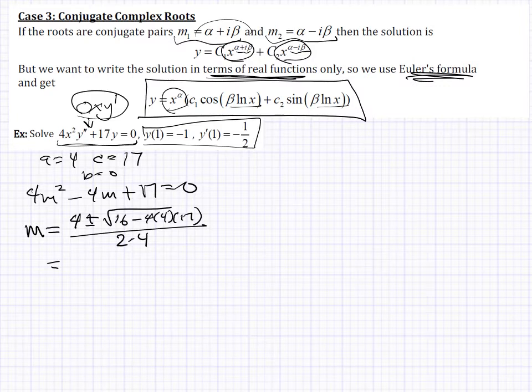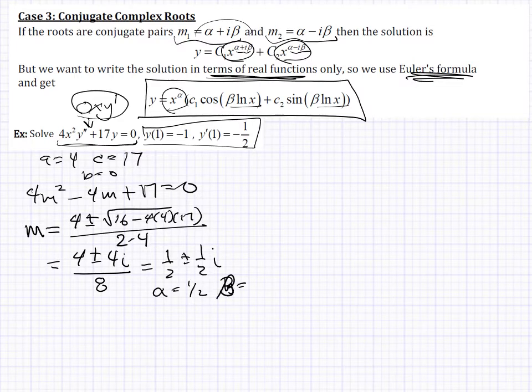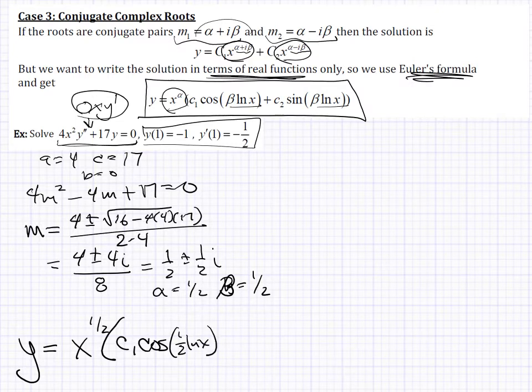So what this is going to give us is (4 ± 4i)/8, so 1/2 + 1/2 i. So alpha is 1/2 and beta is 1/2. And what that would then give us is the solution y = x^(1/2) times [c1 cosine of (1/2 log x) + c2 sine of (1/2 log x)].